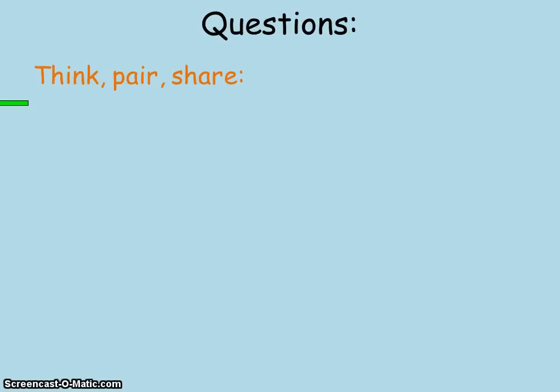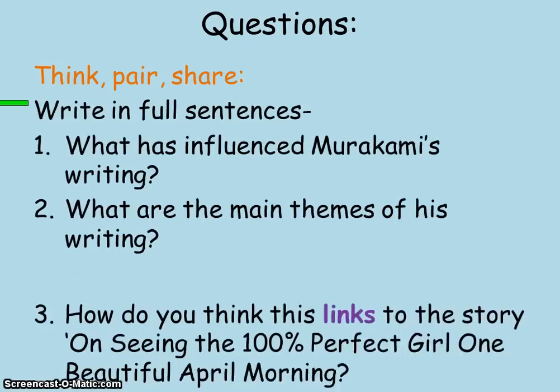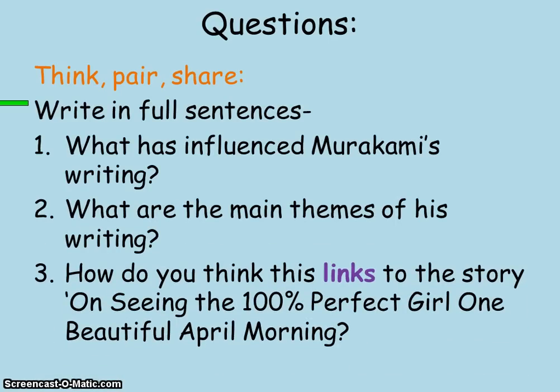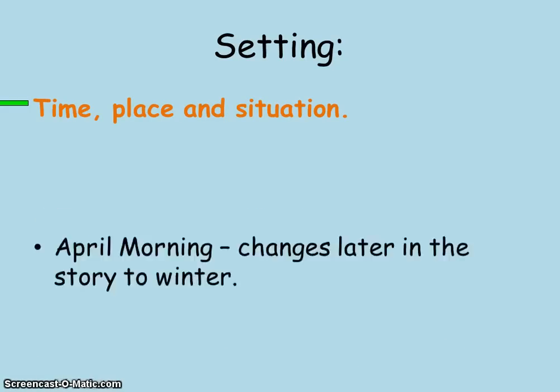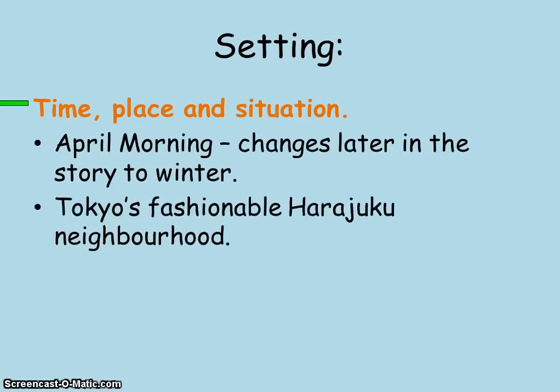Throughout this PowerPoint there'll be lots of different tasks that you can pause and do yourself. There are some questions if you want to think about linking it to the context. Now, setting. This is quite important when you're thinking about the time, place and situation of the story. On the very first line we're told the season and the month, it's April. This does change later in the story to winter, so think about why that has been done.